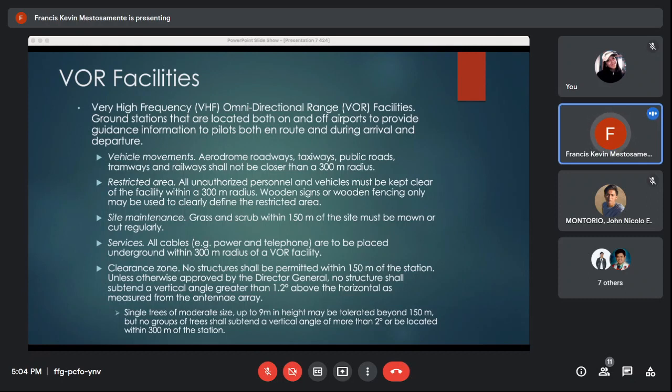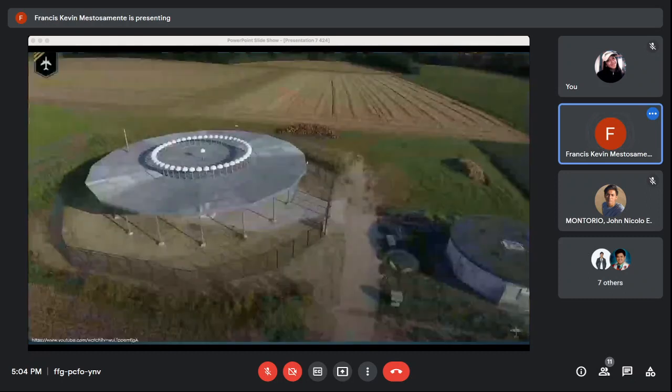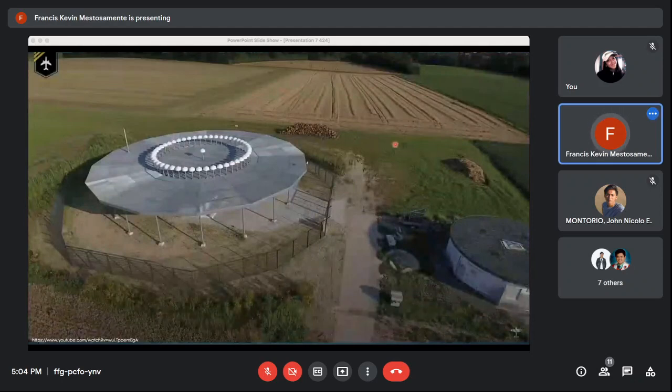So paano nga nag-work ang isang VOR facility? So let's move on to the next slide. So on our slide, we have here an example of a VOR facility. As you could see here, kept clean talaga yung ating boundary ng facilities. Nasusunod yung mga requirements. Ito yung pinaka-facility. The VOR works by sending radio frequency. So, ayan, bilog siya.